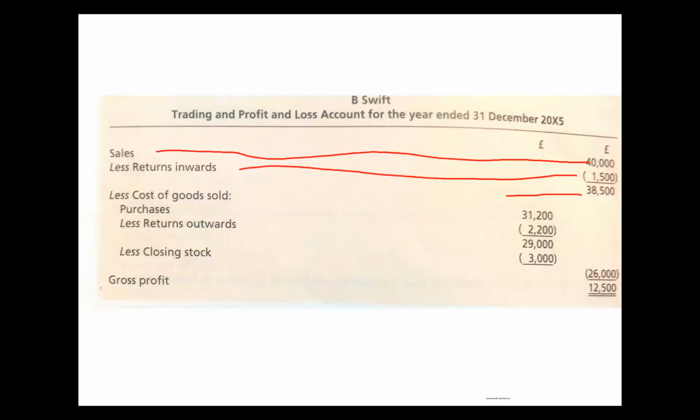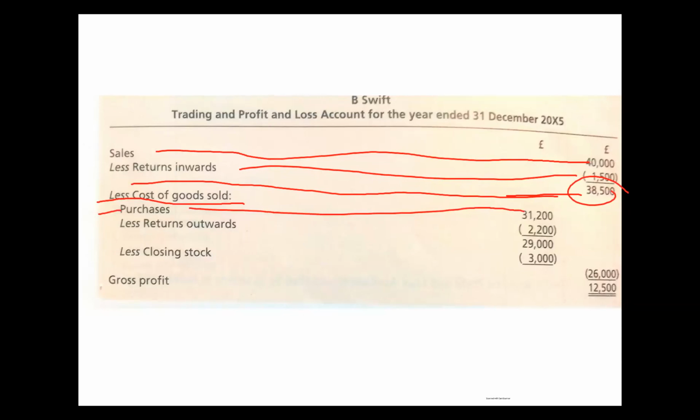The 38,500 will be called the net sales. So from the net sales now, you can less the cost of goods. That's when you can subtract the cost of goods. Assuming that you don't have the opening stock again. If you don't have the opening stock on the trial balance, you just write the purchases because you just have the purchases. And then you have the returns outward.